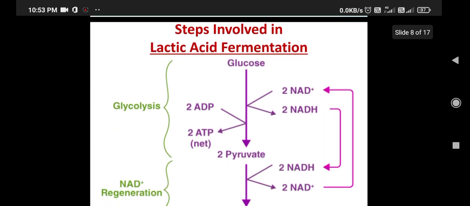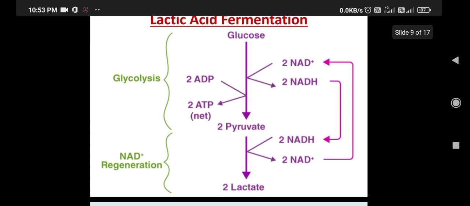These are the steps of lactic acid fermentation. Glucose is converted into pyruvate with 2 ATP. This is called glycolysis. Then this pyruvate is reduced to lactate with NADH as the reducing agent.